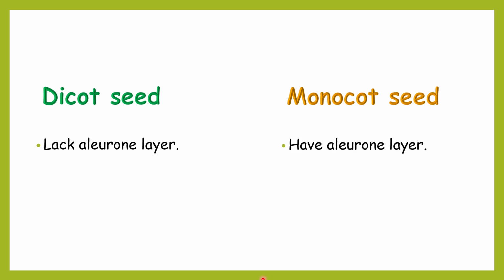The monocot seed has an aleurone layer. Aleurone layer is a layer rich in protein producing cells. So it is located outside of the endosperm. But dicot seed lacks such an aleurone layer. So those are the differences between the dicot seed and the monocot seed. And that brings us to the end of this video.